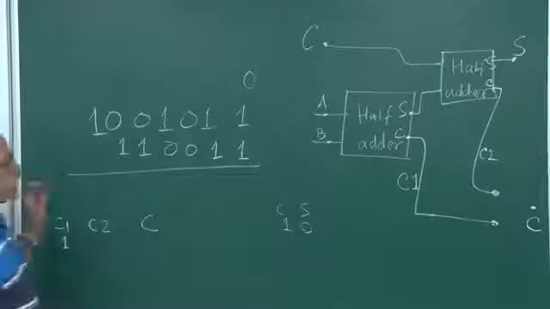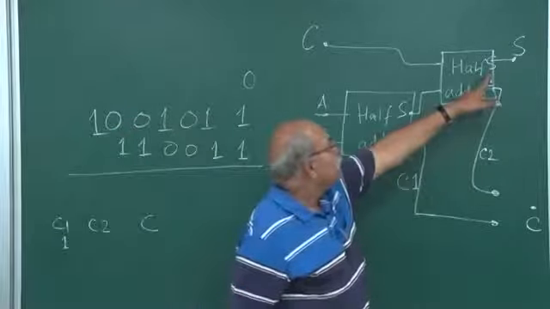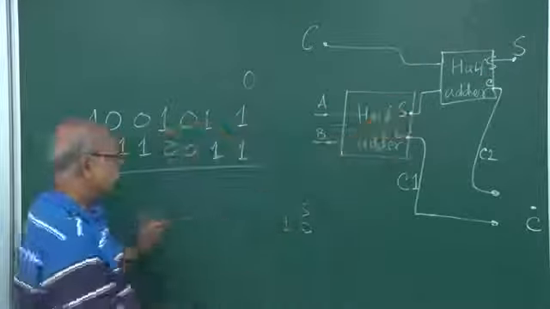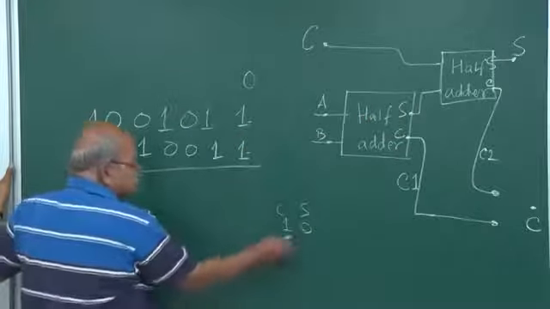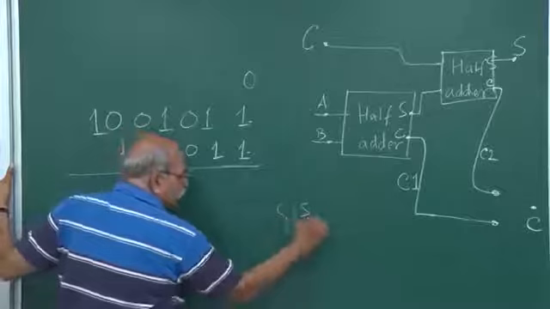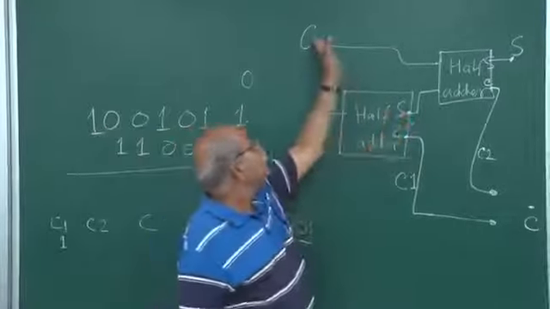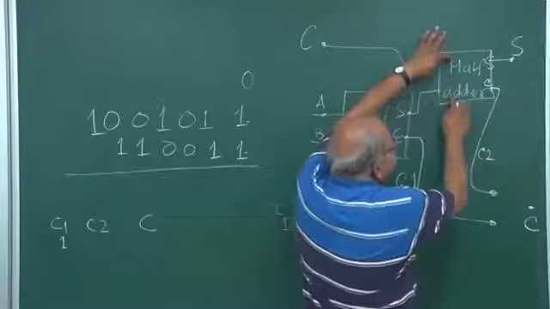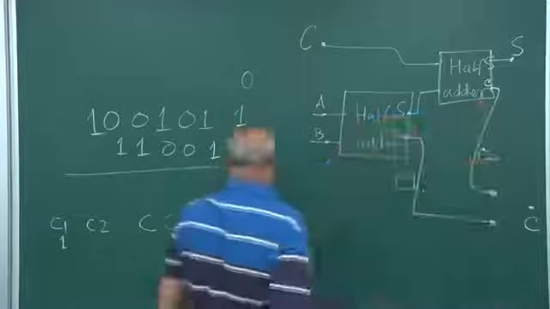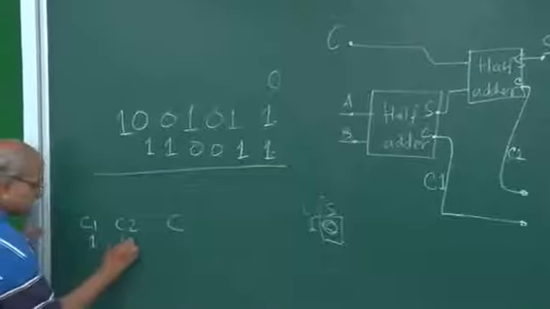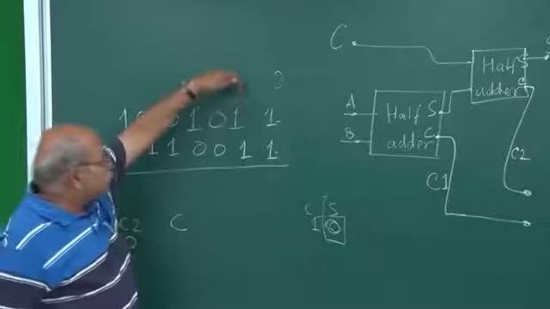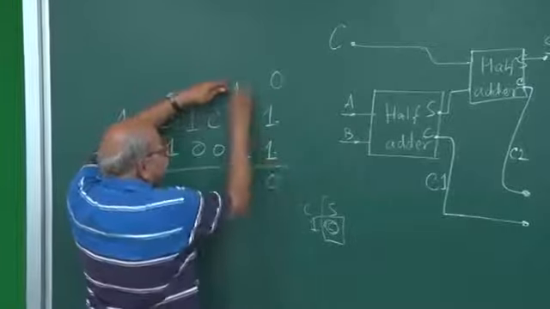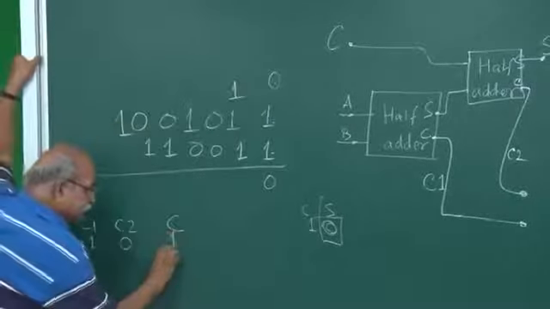And what is C2? C2 is this. When I am adding this carry and this sum, what is the sum here? The sum is 0. When I am adding this and this, I am getting a sum 0. And this sum 0 is to be half added to this carry, which is 0. So 0 and 0 are going here, and therefore the carry will be 0. So C2 is 0. Alright, and this position is C. So what is C here? This will give you 0 here, and this will give you 1 here. So C is 1.